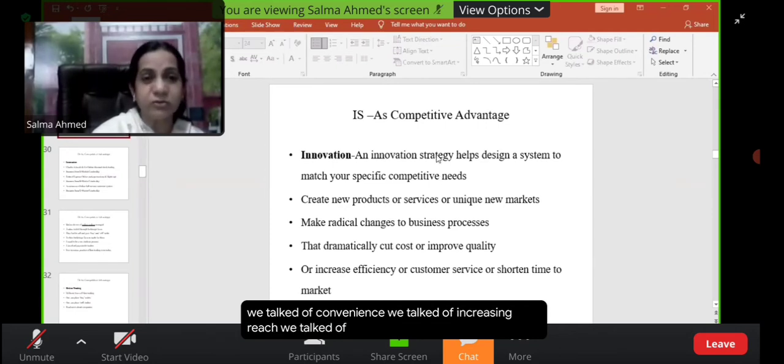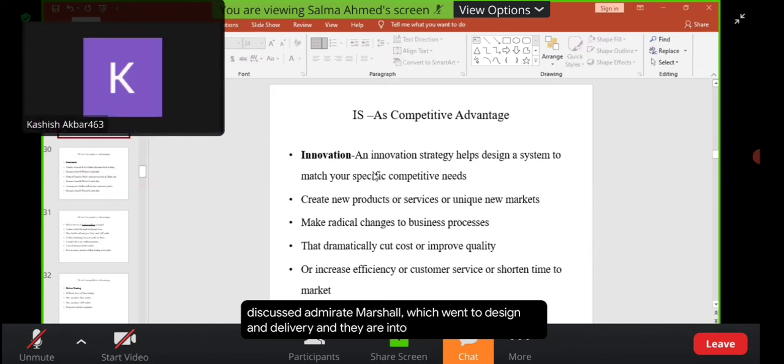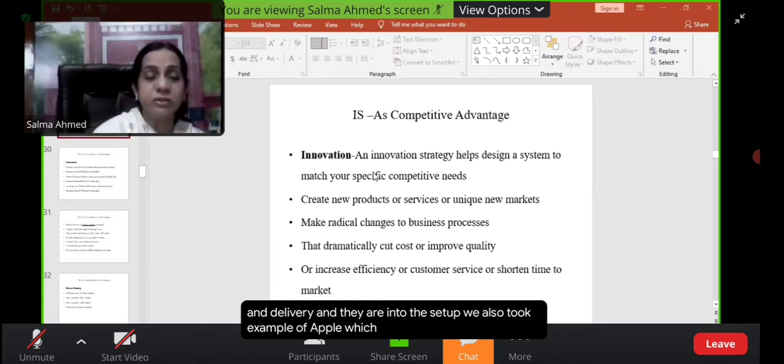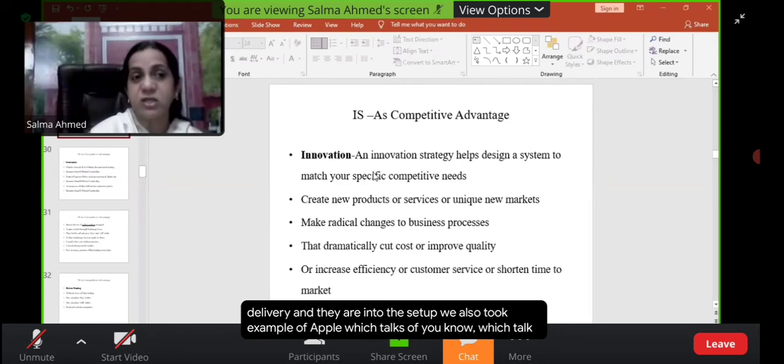Then under differentiation, we discussed Avnet Marshall, which were into design and delivery, and they are in the B2B setup. We also took the example of Apple, which gives very differentiated products. So their basic element is that their products ought to be innovative, and they have to be different from the others.